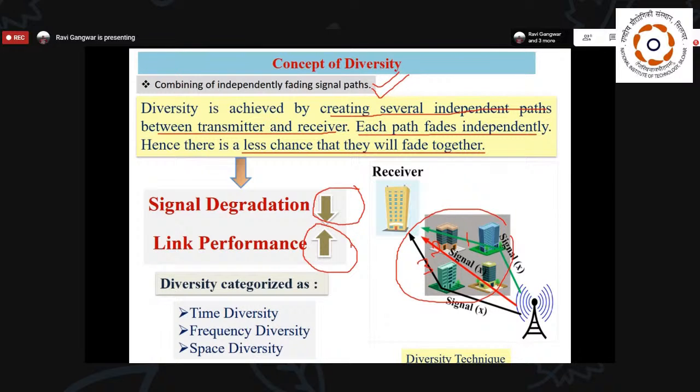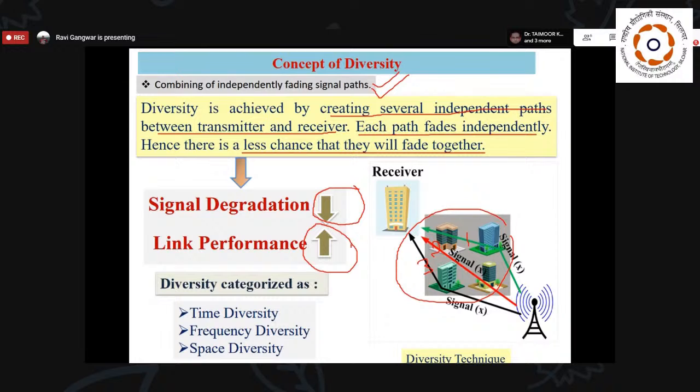The first is time diversity. It is simply based on a similar concept that you have already studied. Time diversity is a transmission in which signals representing the same information are sent over the same channel at different times. That means we use the TDMA concept, using different time slots to send the same information.